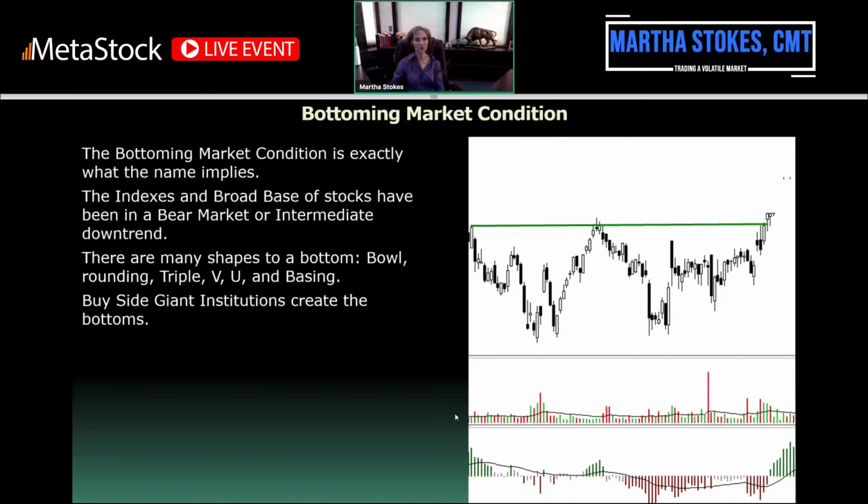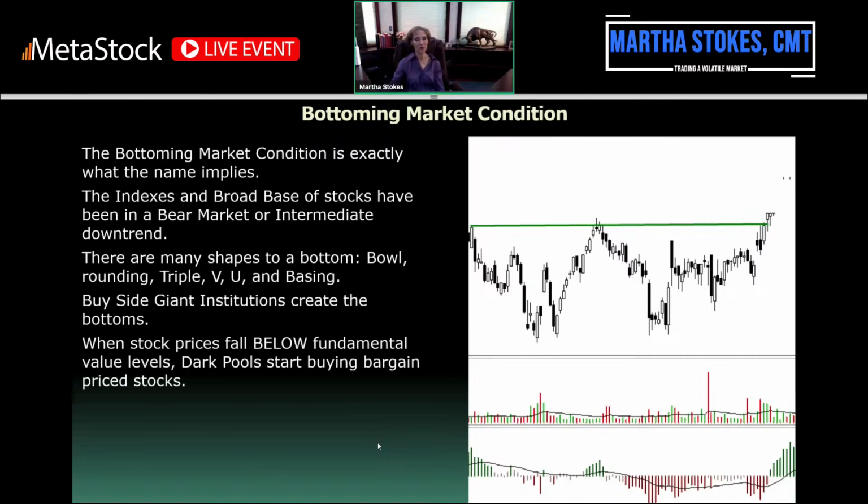Buy side giant institutions create the bottoms. They strike the penny. This is a wider spread than they normally do because this stock is below its fundamental value. Its fundamental values are up here. When stock prices fall below fundamental value levels, dark pools start buying bargain priced stocks, because fundamentals are above the price. And that's what they do. And if you can see that in the chart, you go, oh, dark pools.